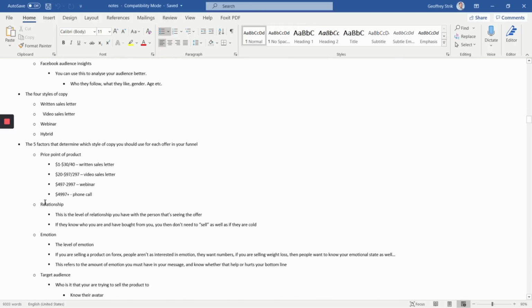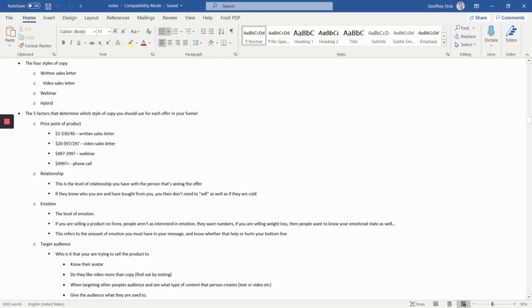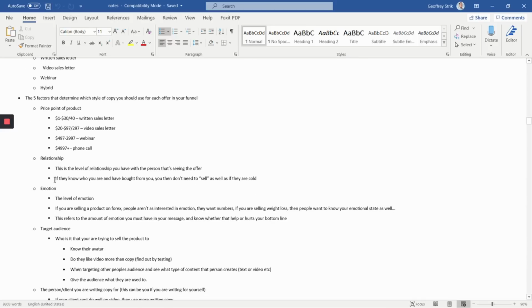The 5 factors that determine which style of copy you should use for each offer in your funnel. The price point of the product. Between $1 and $40 should be a written sales letter. Between $20 to $300 should be a video sales letter. $500 to $3,000 should be a webinar. And basically anything above $5,000 should require you to get on the phone with somebody.